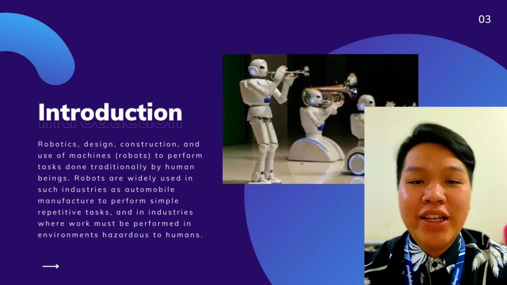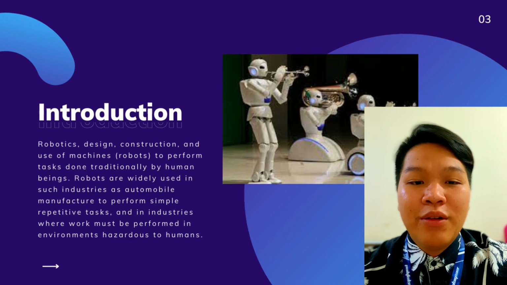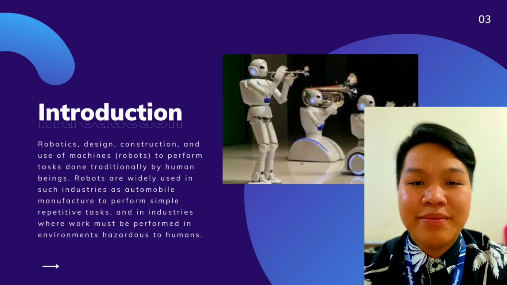Introduction: Robotic design, construction, and use of machines to perform tasks done traditionally by human beings. Robots are widely used in such industries as automobile manufacture to perform simple repetitive tasks, and in industries where work must be performed in environments hazardous to humans.